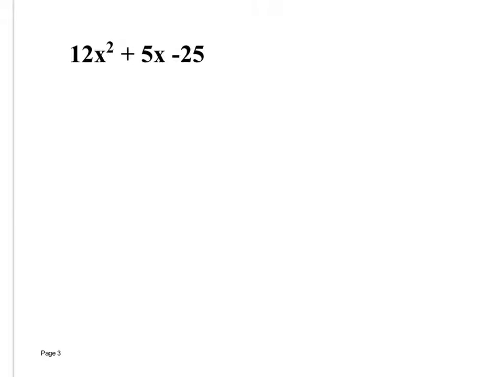12x squared plus 5x minus 25. I don't see a difference of squares. I don't see a perfect square trinomial. So I just go to solve it. I look to see what would add to give me 5 and multiply to give me 12 times negative 25. 12 times 25 is 300. Knowing that it multiplies to a negative number and adds to a positive number, they're going to be opposite signs and the bigger one's going to be positive. So what would multiply to give me 300 and add to give me 5?